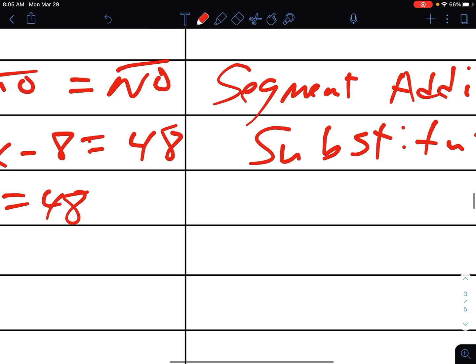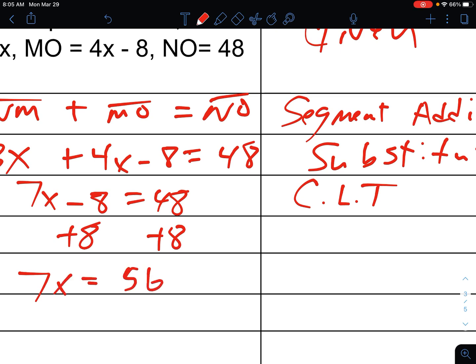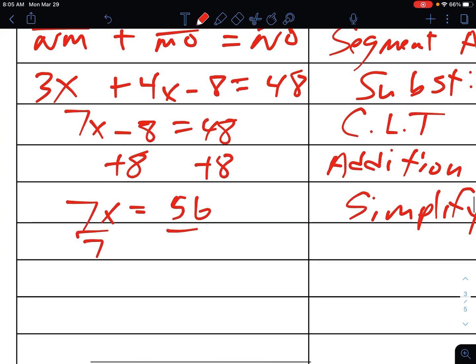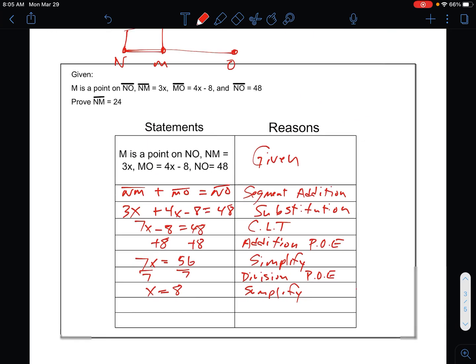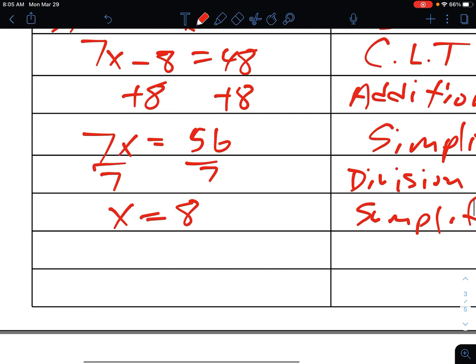7x minus 8 equals 48. And that was simplify or collect like terms. And then we're going to add 8, addition postulate. And then simplify it down. And divide by 7. And then we simplify that down. Then we had to prove what NM was, 24. So then now we're going to take what MN equaled, which was 3x.